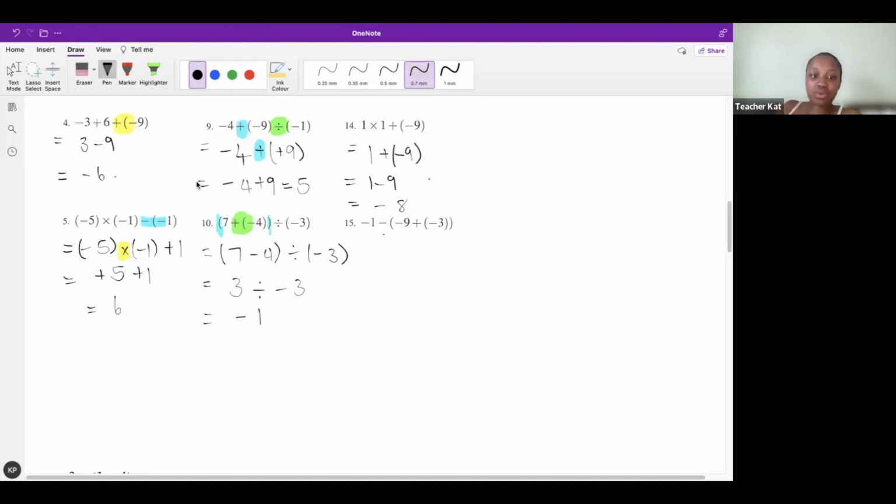Let's do number 15 quickly together. Again, we have brackets there. So we have to go inside the brackets over there. Okay, so I'm going to rewrite my negative 1 minus, and yes, Seth, that's going to give us a negative. So it's negative 9 minus 3. How much is negative 9 minus 3? Negative 9 minus 3. Is it just 12?